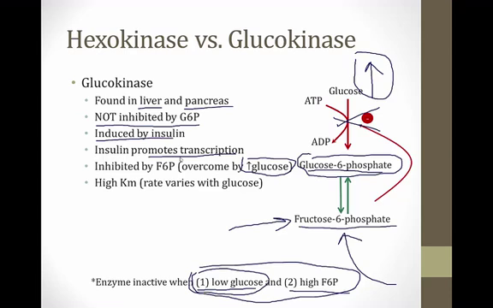Make sure you think about this. This inhibition by fructose 6-phosphate, which is overcome by high glucose, can be confusing.